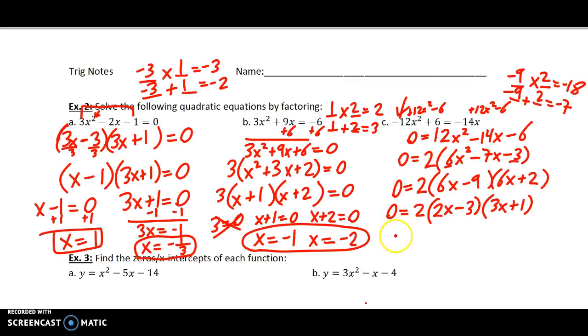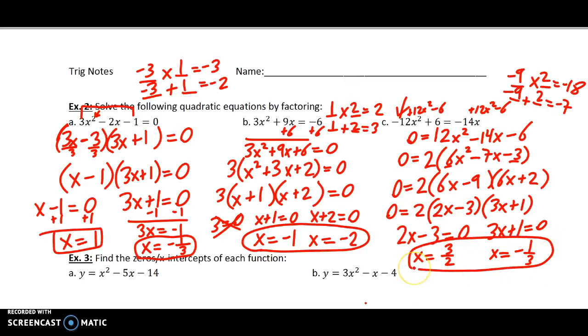Okay? Now set every term equal to 0. The 2 equals 0 won't be a problem. So don't even worry about it. 2x minus 3 and 3x plus 1 equals 0. You should get positive 3/2 and -1/3. Those are your two answers. Okay?